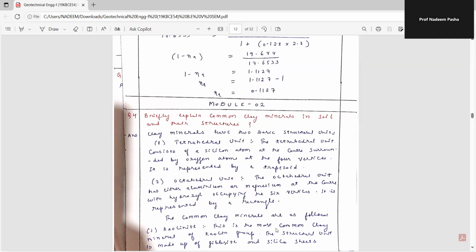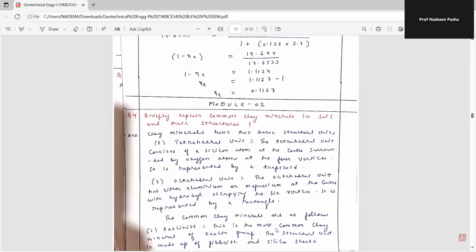Octahedral unit. The octahedral unit has either aluminum or magnesium at the center, with hydroxyl occupying the six vertices. It is represented by the rectangle. So clay minerals have two basic structural units.